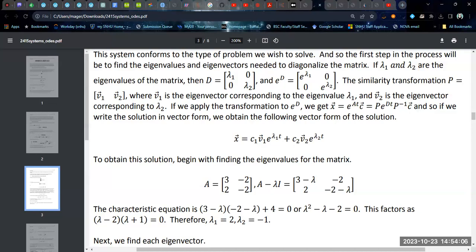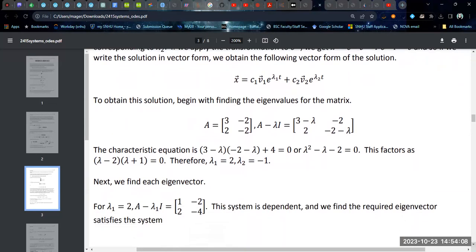So we're going to obtain our solution by finding the eigenvalues and then the eigenvectors. We're going to take our A matrix and subtract lambda I, which is minus lambda on the diagonals, and find our determinant. So this times this, minus this product.